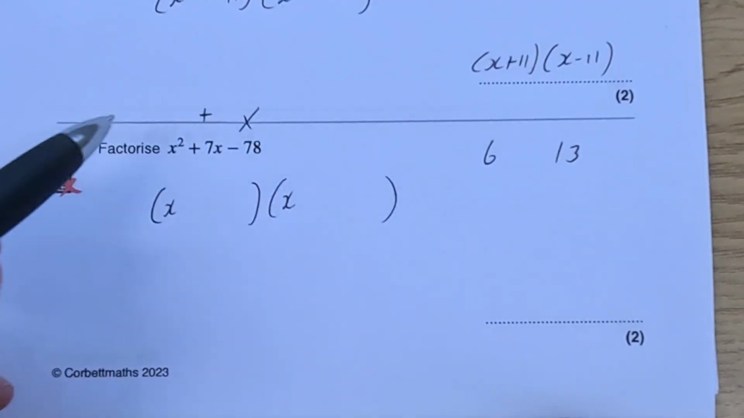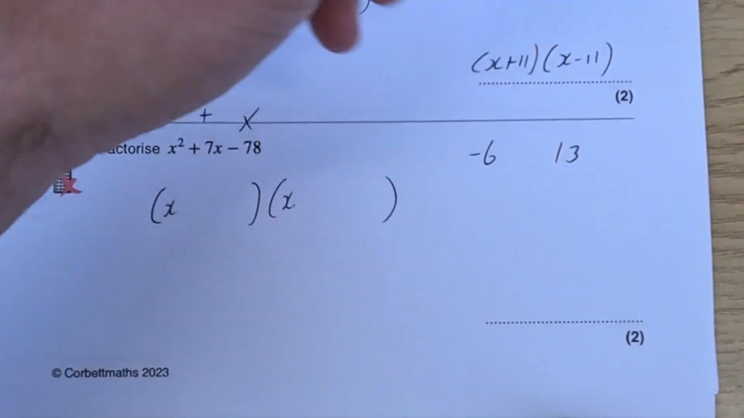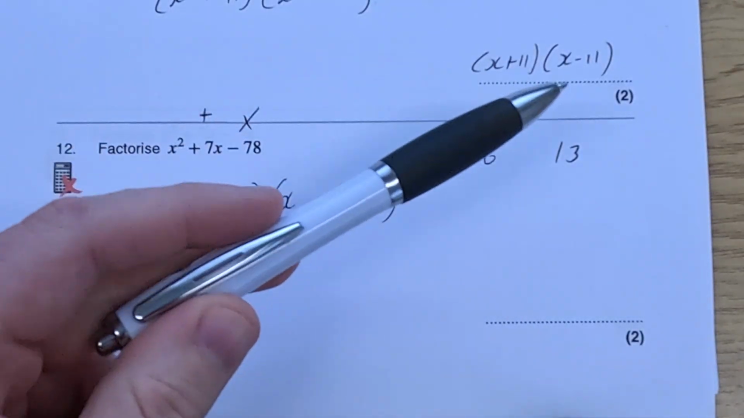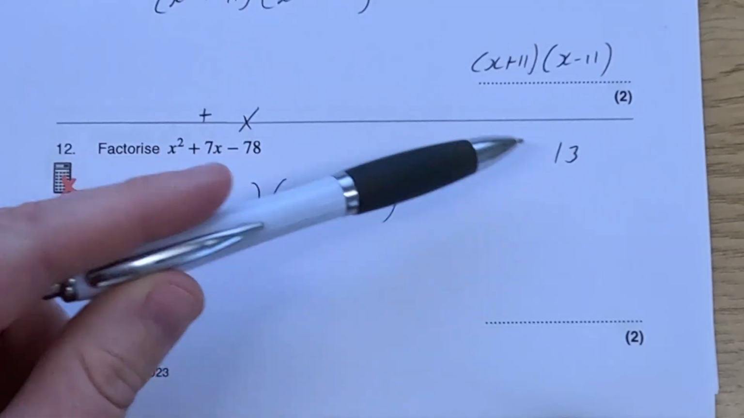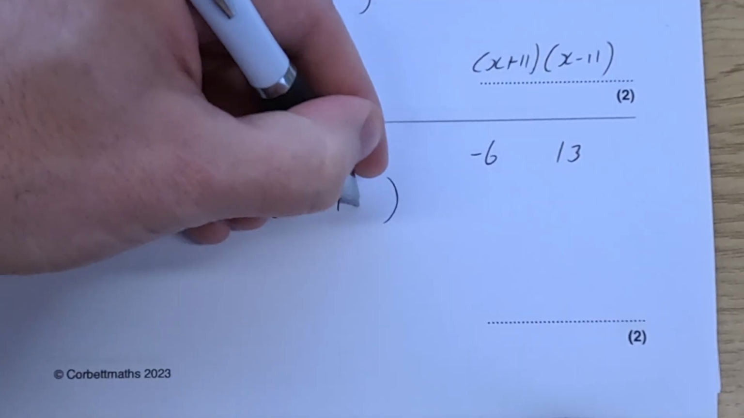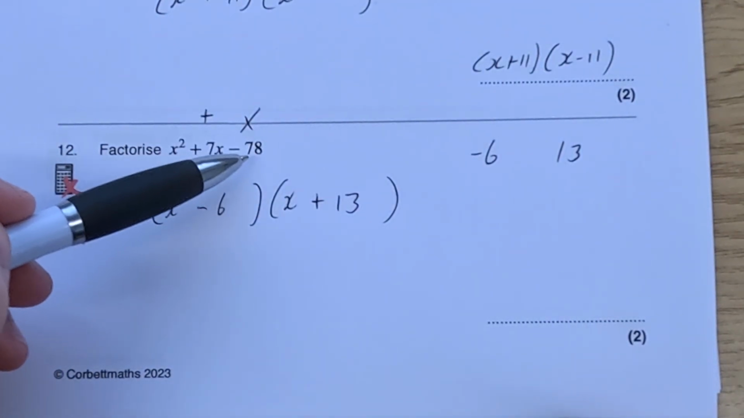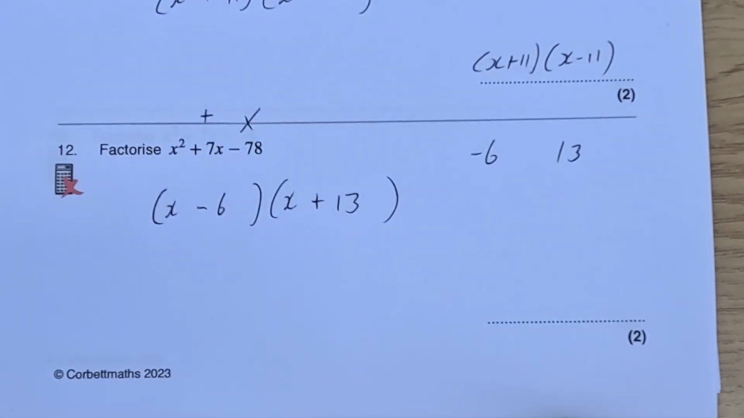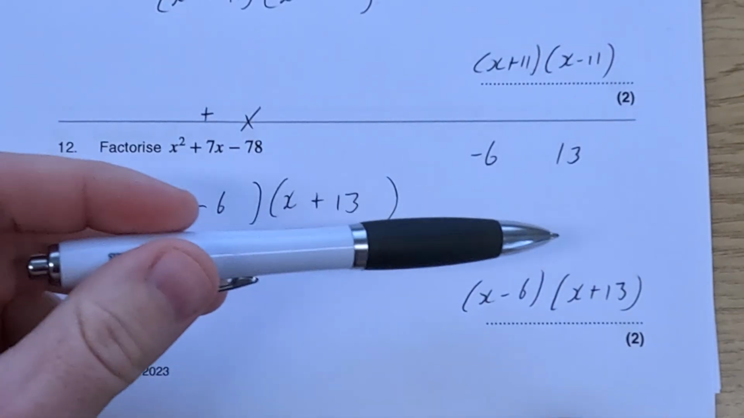Now, when we add them together, we want to get 7. So that means I want it to be minus 6 and 13, because minus 6 times 13 is minus 78, and minus 6 plus 13 is equal to 7. So that would be our answer, x minus 6 and x plus 13. If you needed some help thinking of numbers that times together to be 78, you could write down the factors of 78, and that might help you. But our answer will be x minus 6, x plus 13.